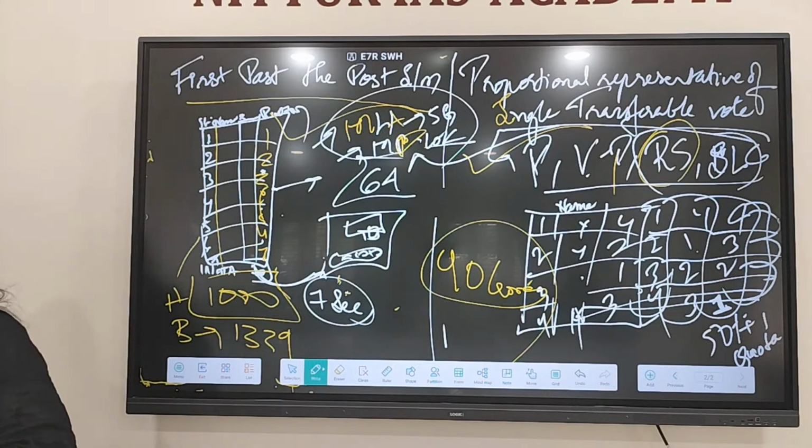EVM machine is developed by which company? Have you heard of BEL? Bharat Electronics Limited. That, along with Electronics Corporation of India Limited, ECIL. Write it down somewhere else. That is BEL, not BHEL. Okay, this is BEL, that is Bharat Electronics Limited, and Electronics Corporation of India Limited.